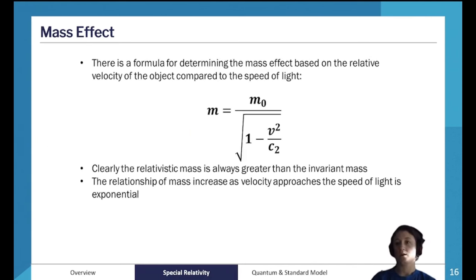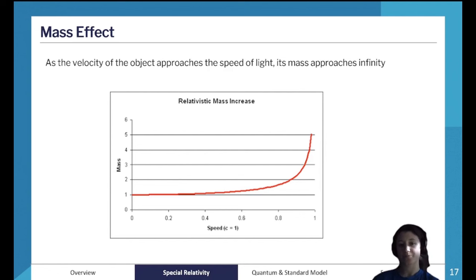This is the formula that you need to be aware of for determining the mass effect, and this one is in your formula sheet. As you can see, the relativistic mass is always greater than the invariant mass, which is what I said before. And the relationship of mass increase as velocity approaches the speed of light is exponential. So it's not linear like Newton predicted, it's exponential. And I'll show you what that looks like.